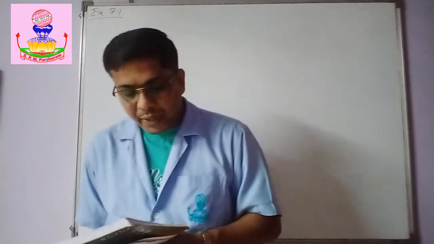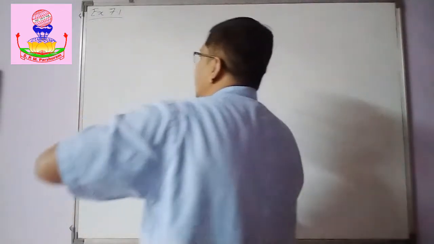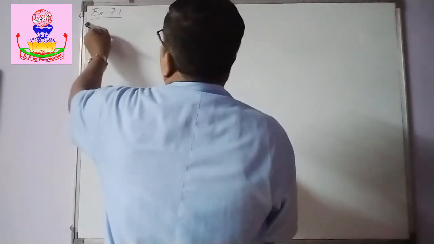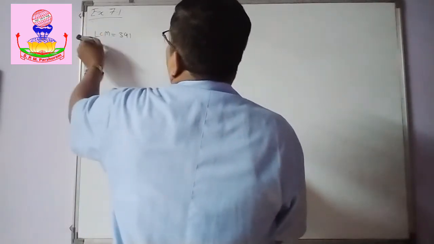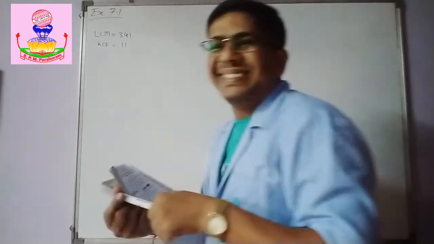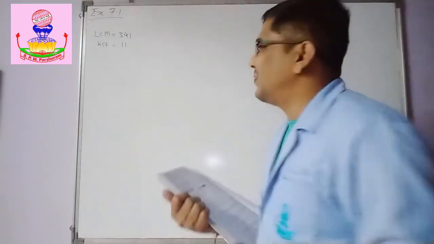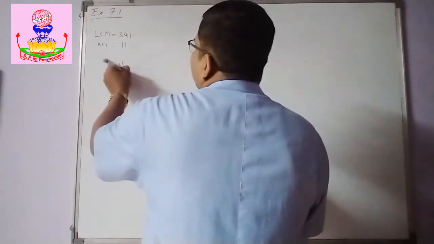Example number 4. The LCM and HCF of two numbers are 341 and 11 respectively. Find the greater of the two numbers. Okay. Now here LCM and HCF are given. LCM is 341 and HCF is 11. Now if you see these numbers, they are multiples of each other.